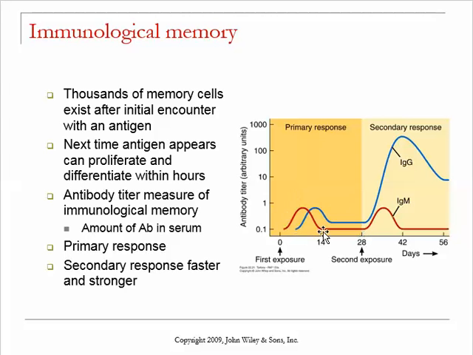So this is why you tend to get sick on the first exposure, but the second exposure and subsequent exposures to a pathogen tend to not make you sick. You get exposed to the mumps when you're a kid, either through the vaccination or because you had the mumps, and then the next time you encounter the mumps, you don't actually get the disease. You have a reaction to it and you fight it.